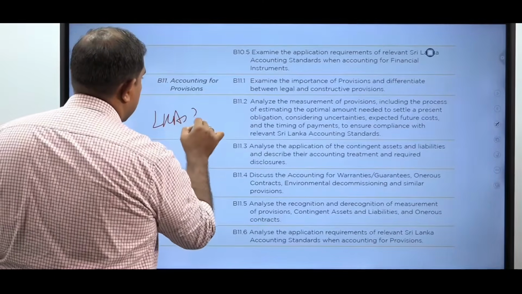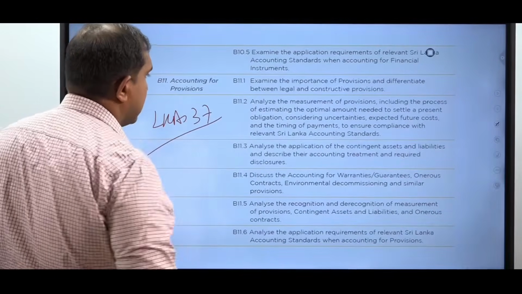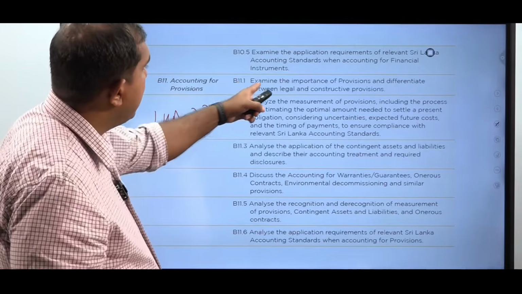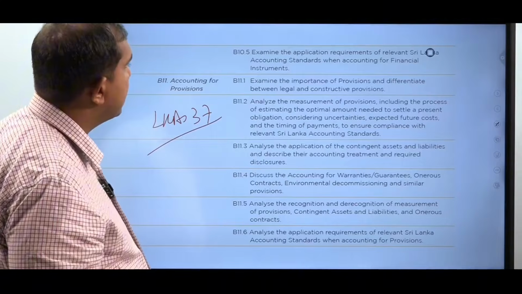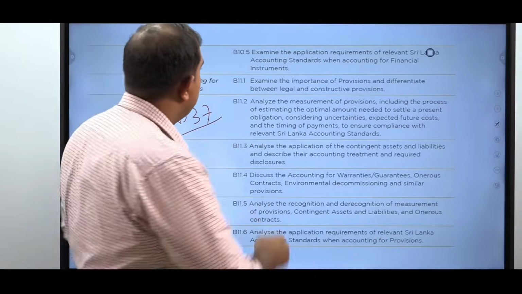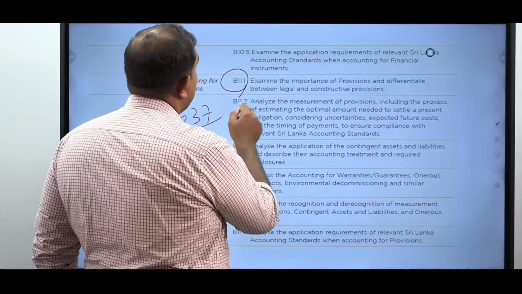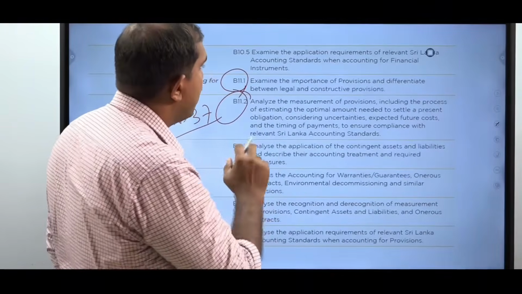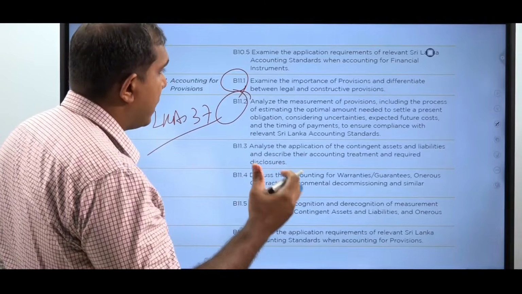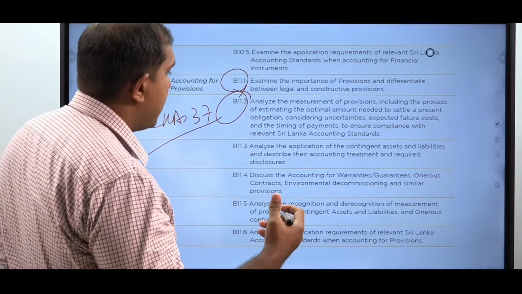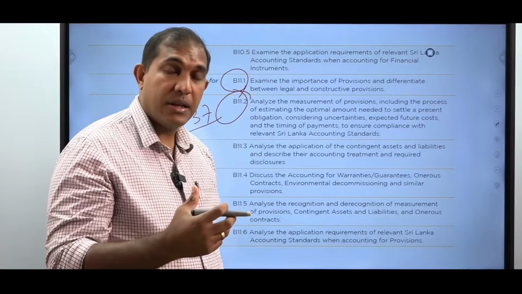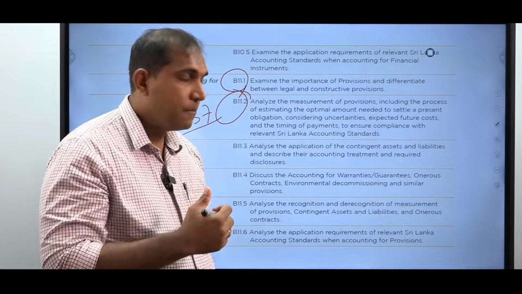LKAS 37. Examine the importance of provisions, the difference between legal and constructive provisions. That's 11.1. 11.2. The measurement of provisions including the process of estimating. When it comes to estimating, LKAS 8 is applicable.